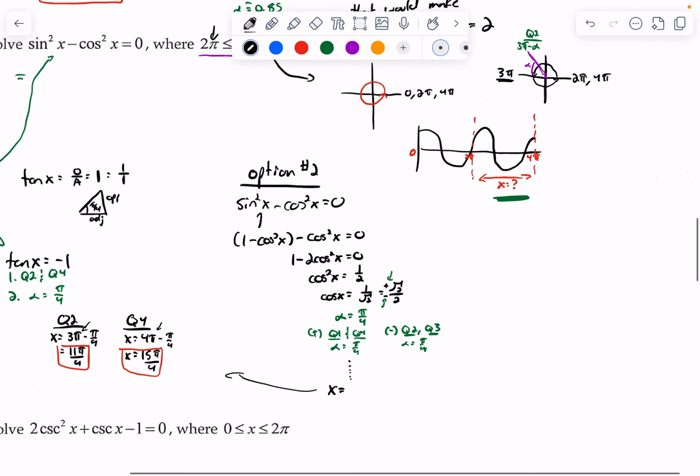Yeah, so you could have approached that with the Pythagorean identity and you would have got the same solution. So it's okay. Whatever one worked for you, that works.